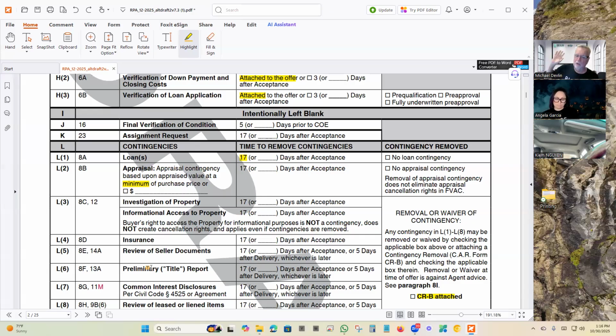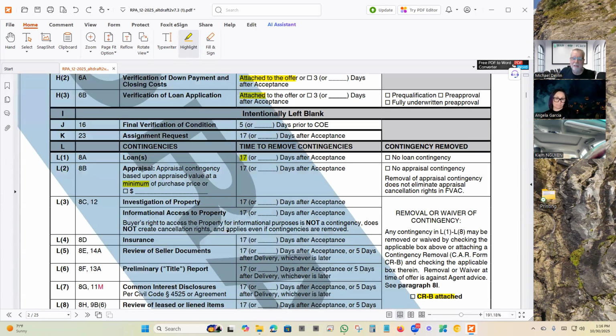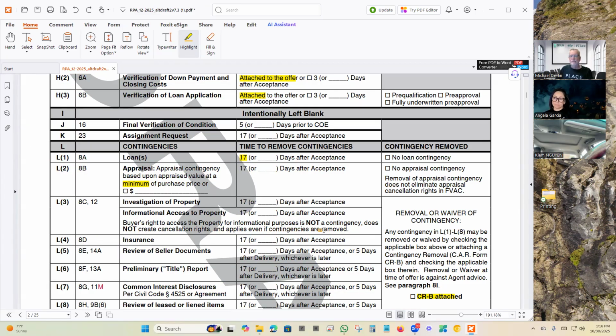So next Thursday, I'm going to go visit the purchase that I have going on right now. We made the offer without any contingencies. No investigation contingency. Do we still have a right to go in and access the property? The answer is yes. Notice it says that this does not create cancellation rights, and it applies even if contingencies are removed. See that?